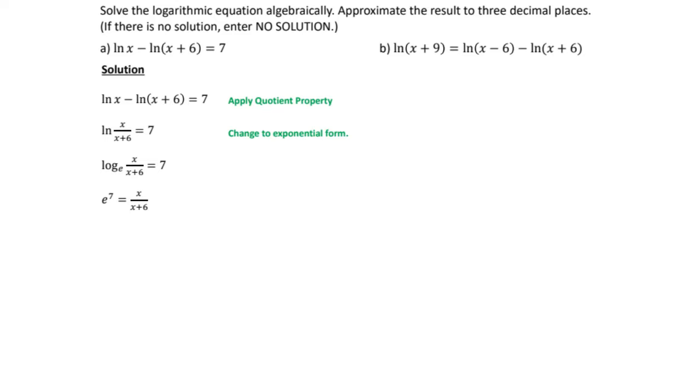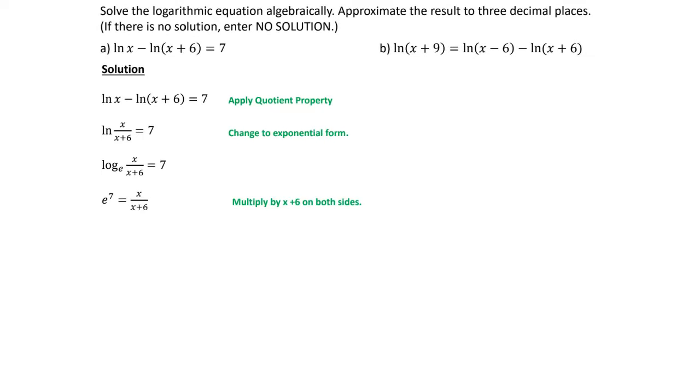To change it to exponential form, it's the opposite, right? Logs and exponents are inverses of each other. So the base has to be the same for both. We have a log of base e, so that has to also be the base of my exponent, e. The input of the log becomes the output of the exponent, so it is equal to x over x plus 6. And the output of the log is the input of the exponent, so this is e to the 7th.